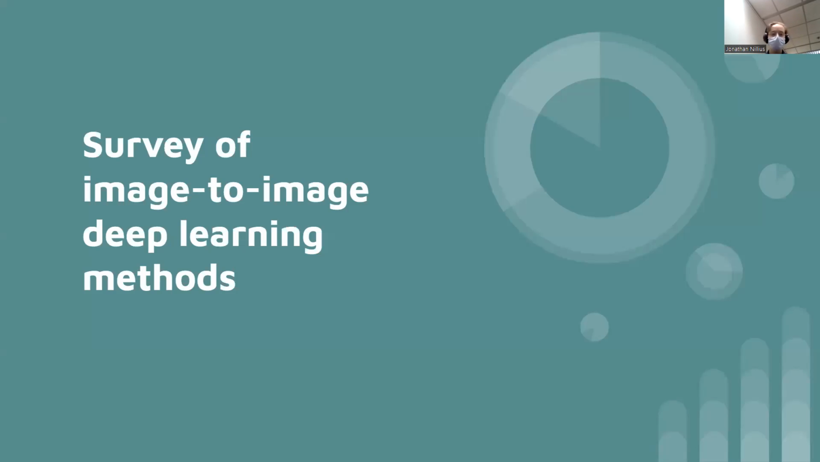In this project, we did a survey of image-to-image translation methods using deep learning, and now we're going to talk about some of them. We'll start with neural style transfer, then we'll move on to pix2pix, then we'll do CycleGANs, and finally we'll do CoCosNet. All right, let's start.